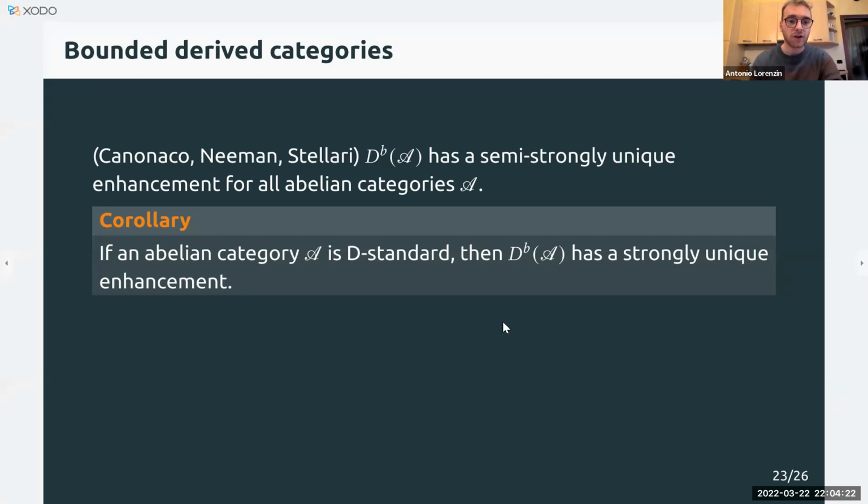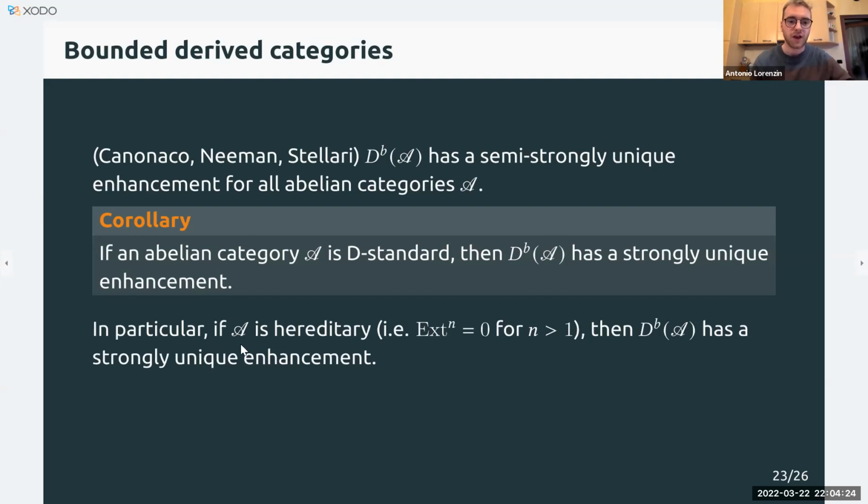So from this corollary, what we obtain is that if A is hereditary, meaning that the Ext groups are all trivial for n greater than 1, then we immediately have that the bounded derived category of A has a strongly unique enhancement. And this follows because Chen and Ye actually proved that every hereditary abelian category is standard. So we can use this corollary to prove that the bounded derived category of A has a strongly unique enhancement.